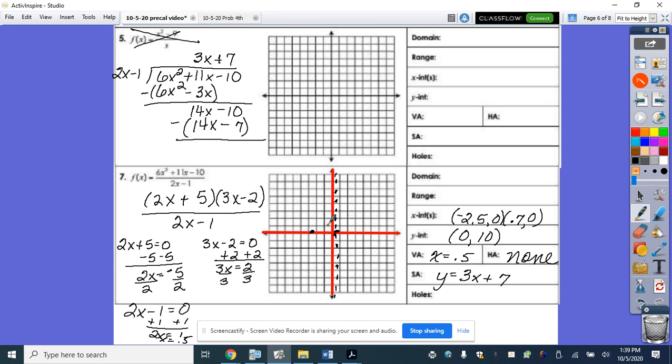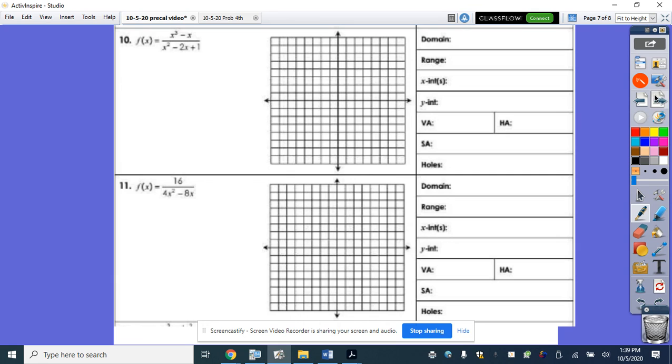Okay, there is no hole because I had nothing to cancel out. Okay, and the domain and range will take care of it a little bit. Okay, all right, number 10 is, I believe, the last one they asked me to work. And on this one, they wanted to see it because I told them that they could do synthetic on it. And so they wanted to see how they would use synthetic on this.